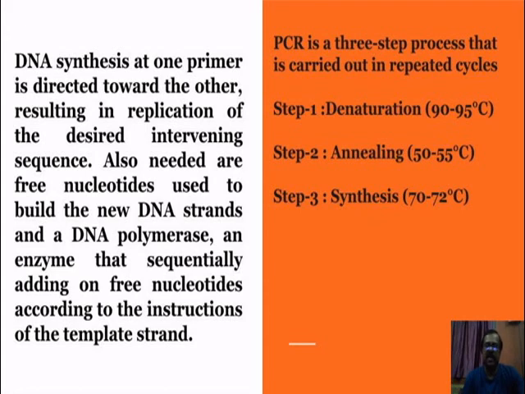So PCR is a three-step process that is carried out in repeated cycles. The first step is denaturation, which occurs at 90 to 95 degrees centigrade. Then comes the second step, annealing, where the primers bind with the complementary DNA strand, which occurs at 50 to 55 degrees centigrade. And finally step 3, the synthesis step, where the DNA polymerase synthesizes the new DNA strand, and it adds new bases over the primer to form the new DNA strand, that is the daughter DNA strand.